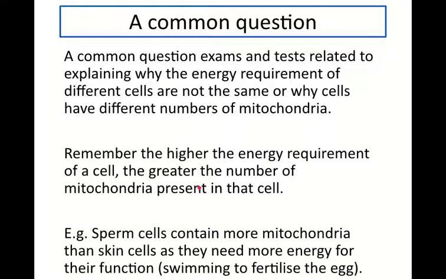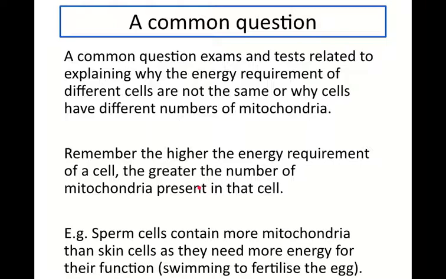Okay, so before we move on to the main stages of respiration, there's a very common question I want to mention how to complete. Exams and tests often ask you to explain why the energy requirement of different cells is not the same, or why cells have different numbers of mitochondria. To answer this, remember if a cell needs more energy, so has a higher energy requirement because of its function, the cell will have a higher number of mitochondria because mitochondria are the site of aerobic respiration.